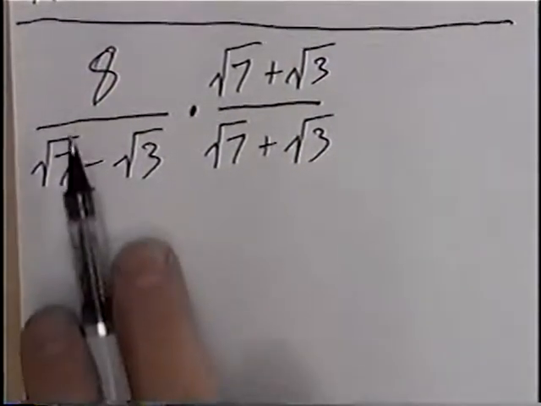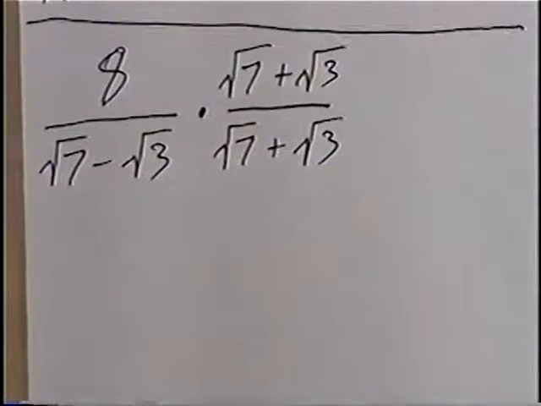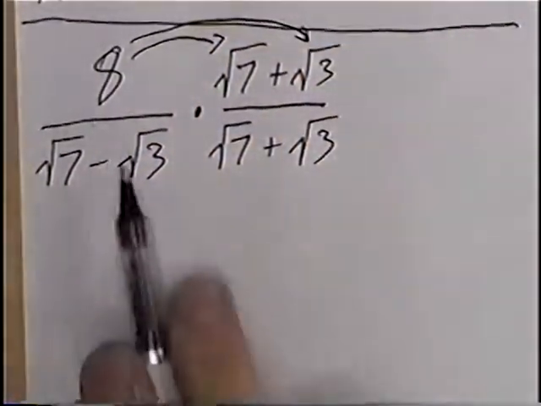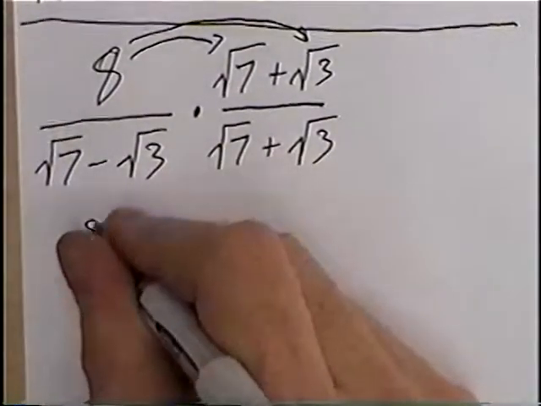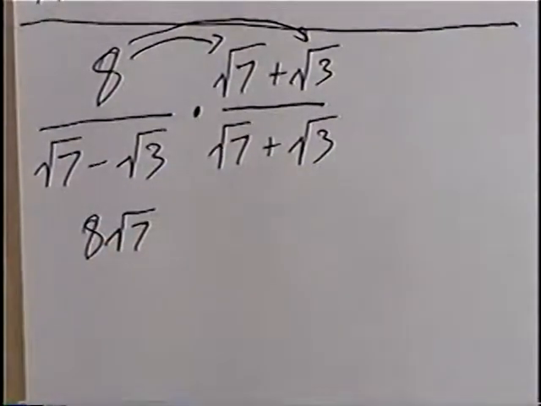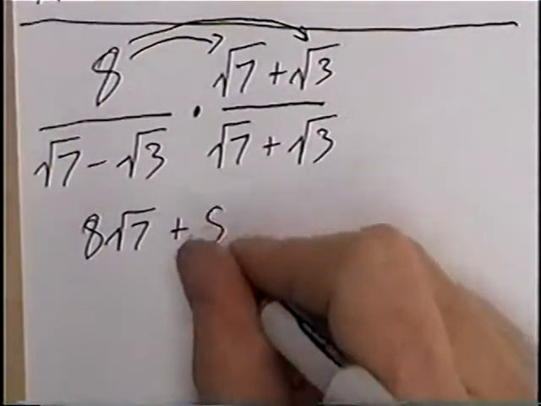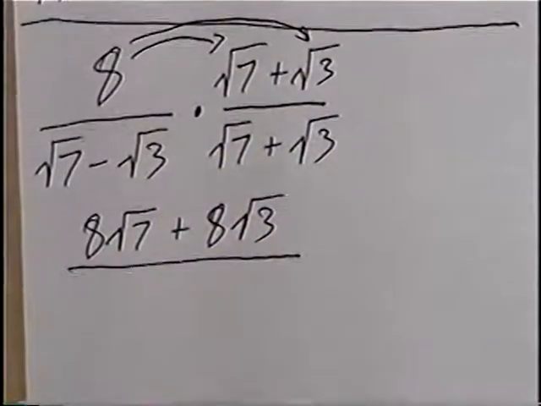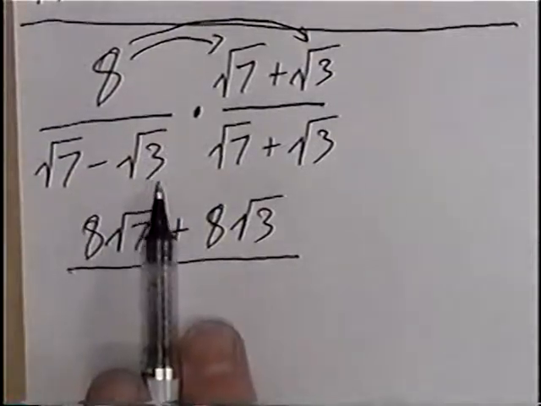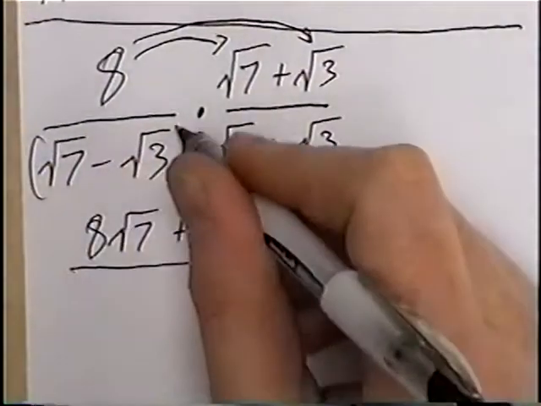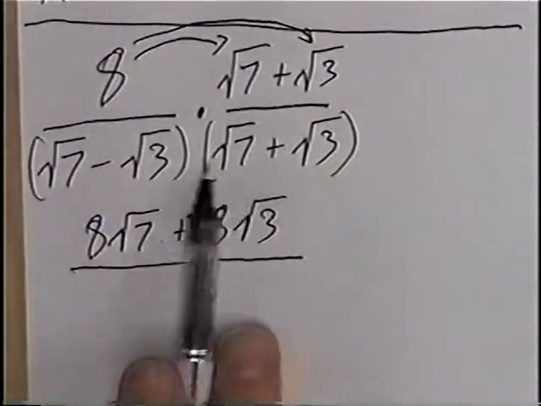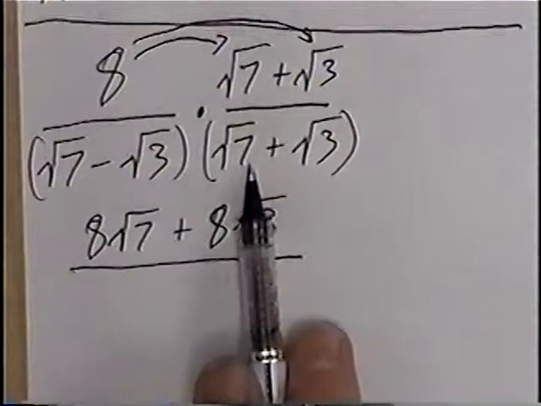Multiplying again straight across, 8 times the two radicals. This will be like the distributive property. Multiply 8 two times. 8 times radical 7 would be 8 radical 7 plus 8 times radical 3 would be 8 radical 3. For the denominator of the fraction, we have two binomials being multiplied. To multiply these two, we'll use FOIL, multiplying 4 times. The radical 7 will multiply twice, and the radical 3 will multiply twice.